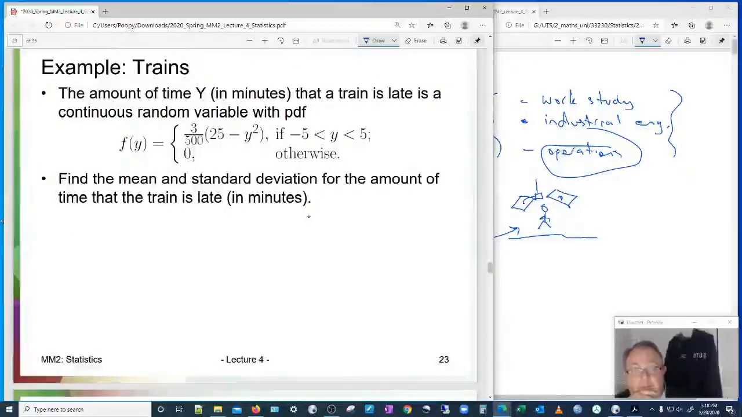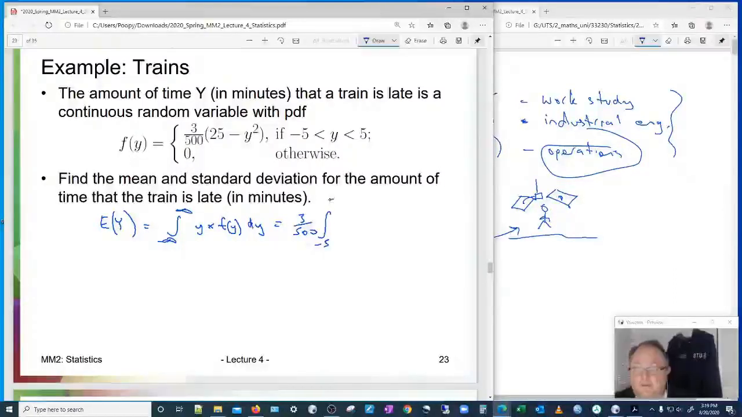Alright, for this one, find the mean and standard deviation for the amount of time that the train is late. Okay, if you like. So we've got functions of y, so our expected value for y is this rather complicated looking integral of y times f of y dy. So we've got our function which has now got the constraints on it. Oh well, that makes it a bit easier. Minus 5 to 5, y times 25 minus y squared, and we're going to compute a mean value.